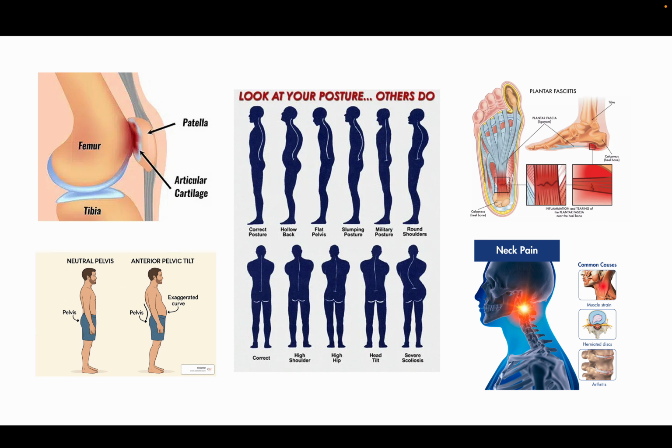So as you can see here, the top left picture is patellofemoral pain. You can see that the bone is rubbing on bone, which is very painful. The bottom left picture is going to indicate that anterior pelvic tilt, which is also going to create hyperlordosis in your back, creating that back pain. The middle picture is how your posture should be. So we have the correct posture, then a hollow back, a flat pelvis, slumping posture, a military posture, or if you have rounded shoulders. And these can cause a lot of imbalances in your back going down into your legs.